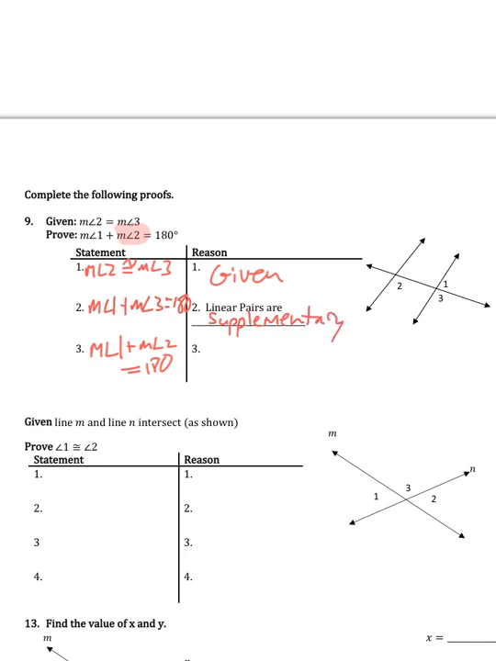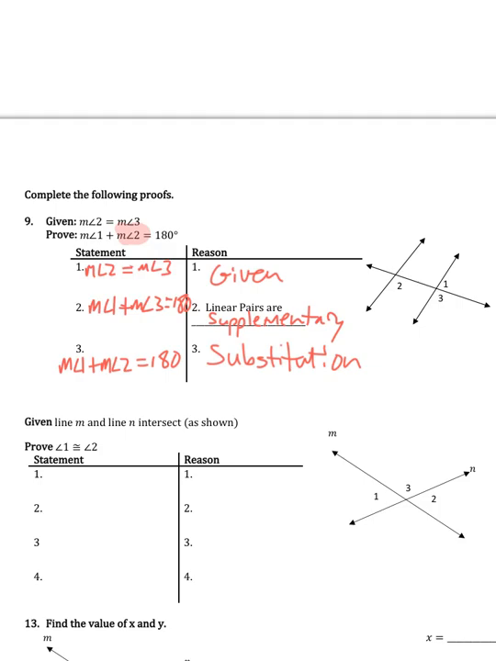Now we know that 1 plus 3 adds up to 180. And we also know that 2 and 3 are the same. So we said that. So our goal is to say that 1 and 2 add to 180. So can we take this and tweak it? I think we can because we know 3 and 2 are the same. So in place of 3, let's put angle 2. So we're going to rewrite this statement as measure of angle 1 plus measure of angle 2 equals 180. And that is because of substitution. All right.